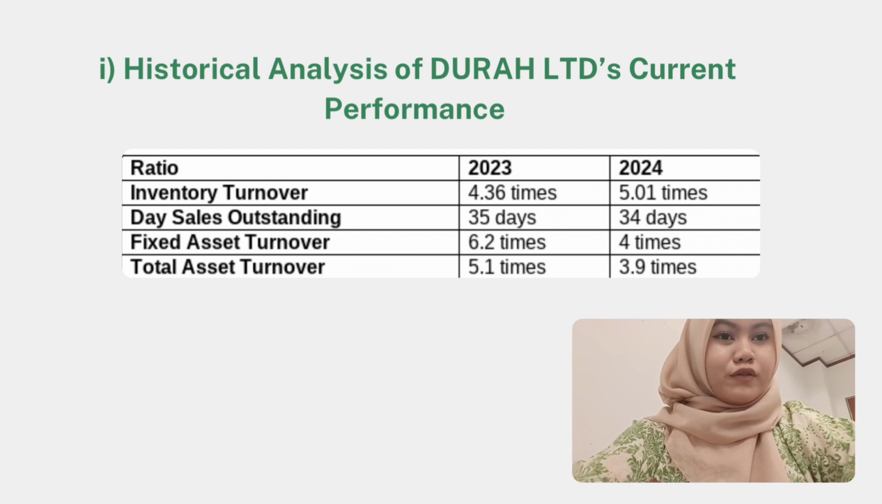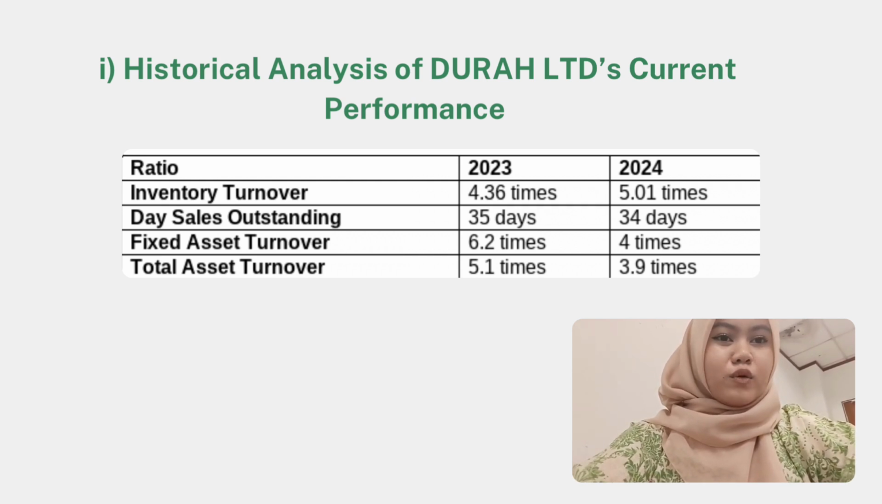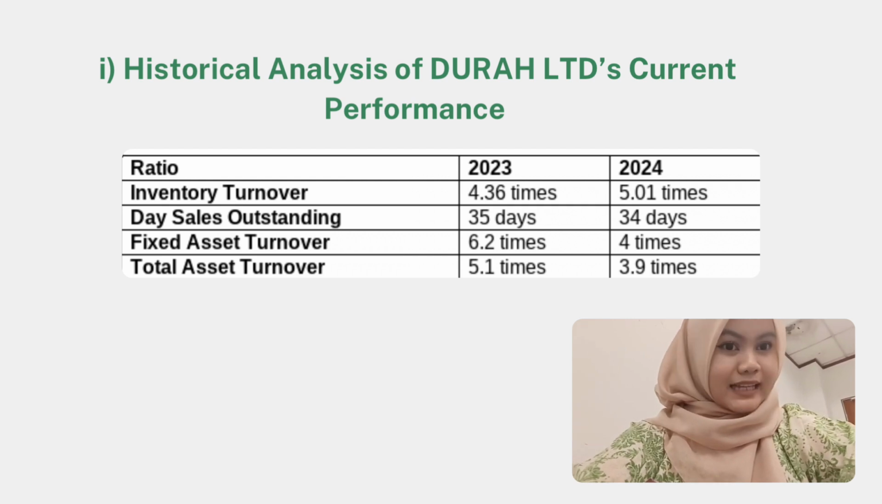Additionally, the days sales outstanding, or DSO, showed a slight improvement, decreasing from 35 days to 34 days, reflecting a marginally faster collection of receivables. However, both the fixed asset turnover and total asset turnover ratios declined significantly. The fixed asset turnover dropped from 6.2 times to 4 times, suggesting less efficient use of fixed assets to generate revenue. This might be because the company spent money on machines or buildings that are not being used much yet.